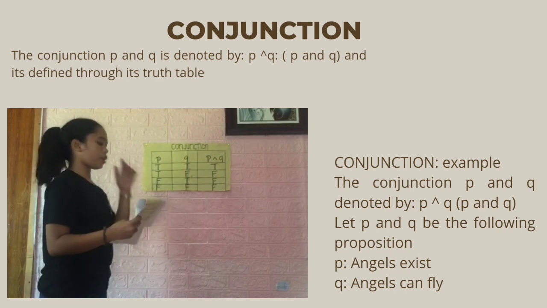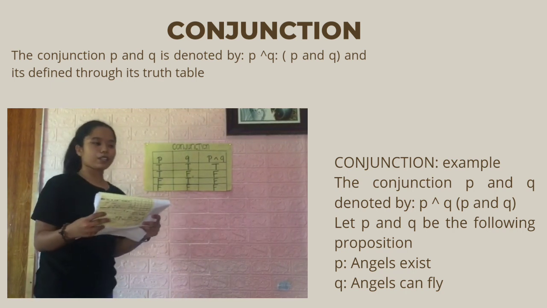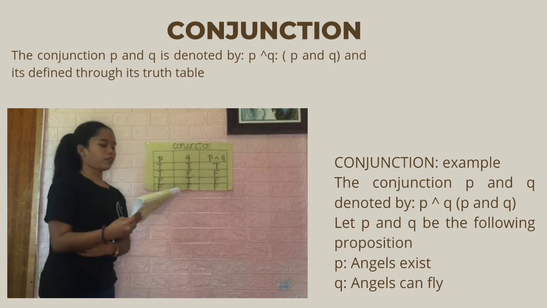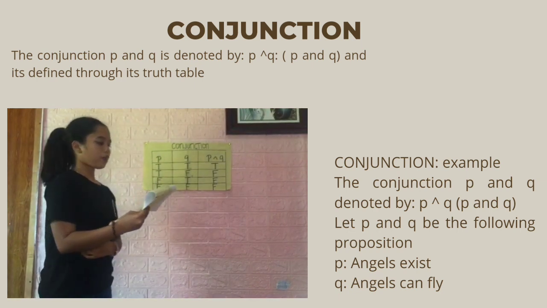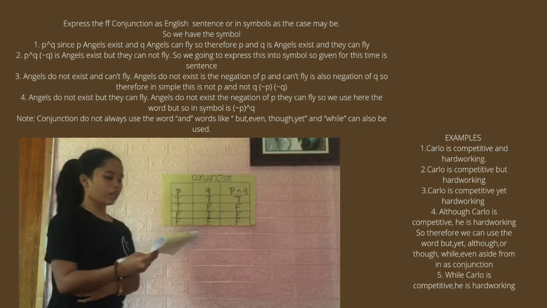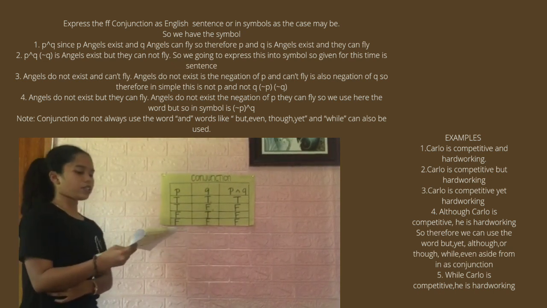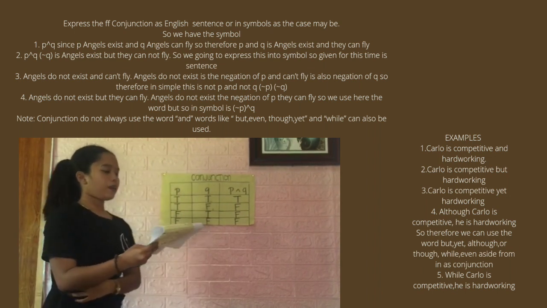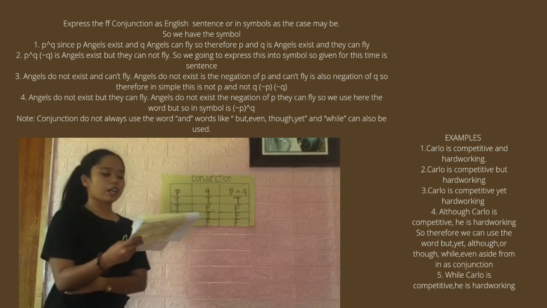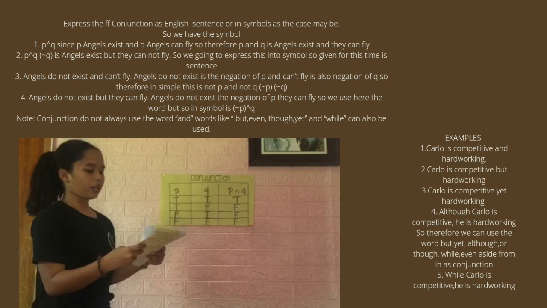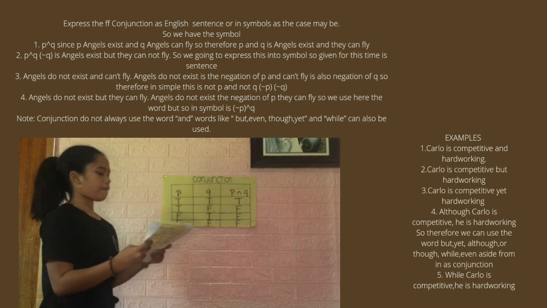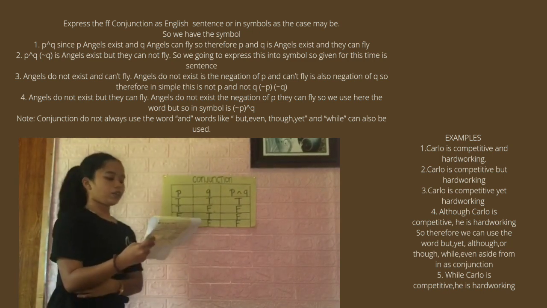Here is an example of conjunction. Let P and Q be the following propositions. P: angels exist. Q: angels can fly. We are going to express the following conjunctions as English sentences or in symbols as the case may be. Number 1: P ∧ Q. Since P is angels exist and Q is angels can fly, therefore P and Q is: angels exist and they can fly.